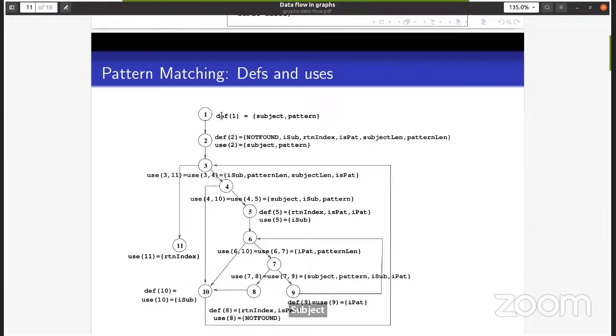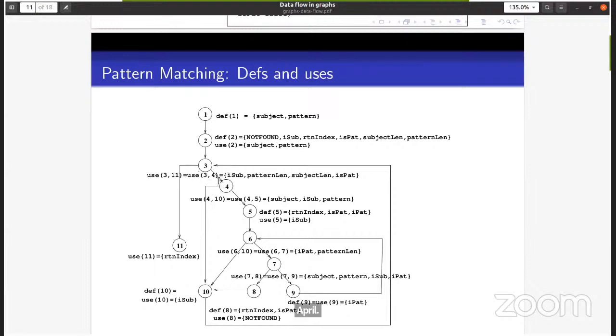So not all nodes need to be augmented with definitions and uses. Some nodes will have definitions, some nodes will have uses, some nodes will have both definitions and uses. It's purely dependent on the code and the underlying graph.